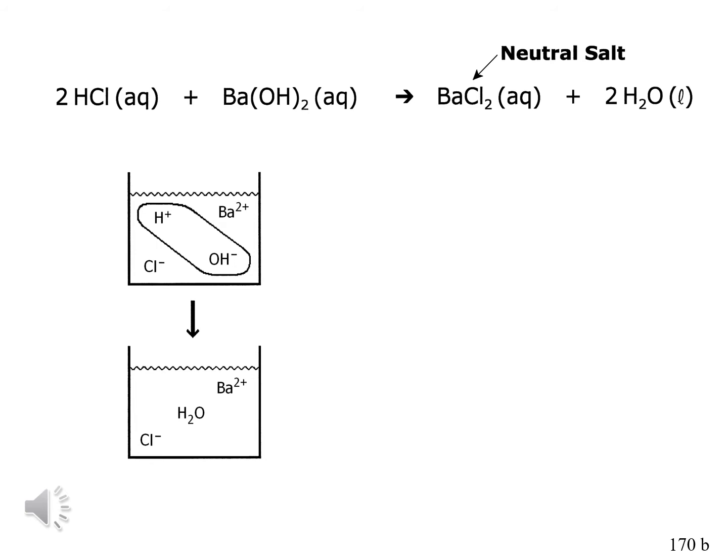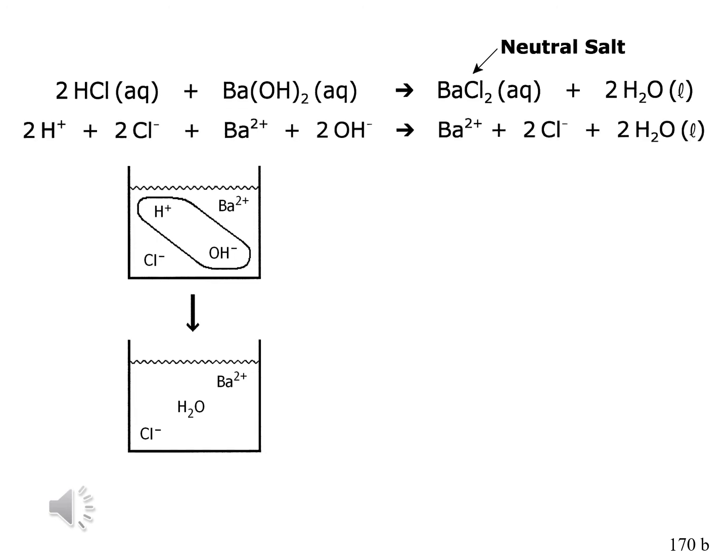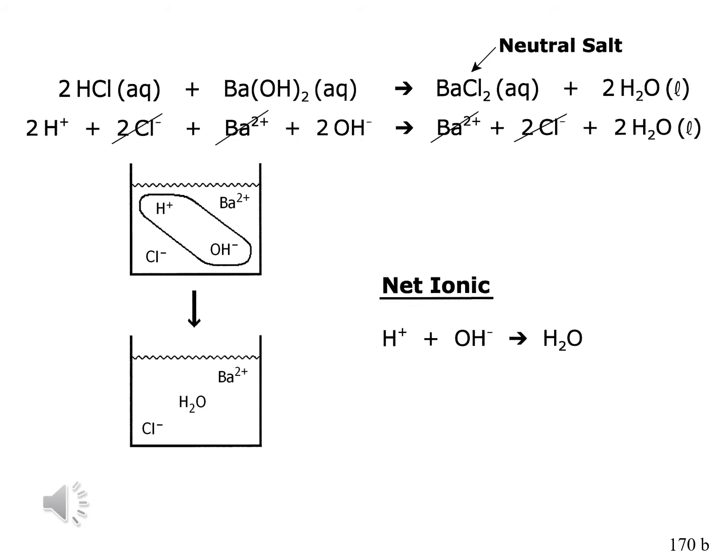Barium chloride is still a neutral salt, so let's split the ions apart and see what you get for the net ionic. When you split the ions apart, you get 2H plus 2Cl minus, you get a barium and 2 OHs, you get a barium and 2 Cl's, and you keep the water together. So when you cross out, you end up with 2H plus 2 OH and 2 water, but since there's a 2 in front of everything, you can also reduce the 2's, and the net ionic comes out the same.